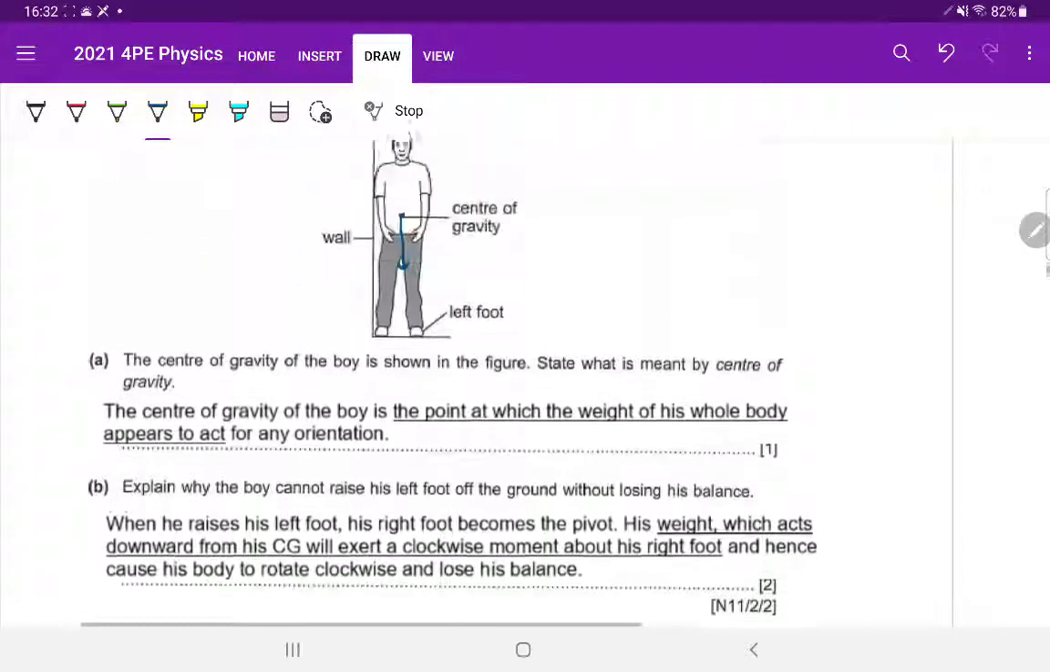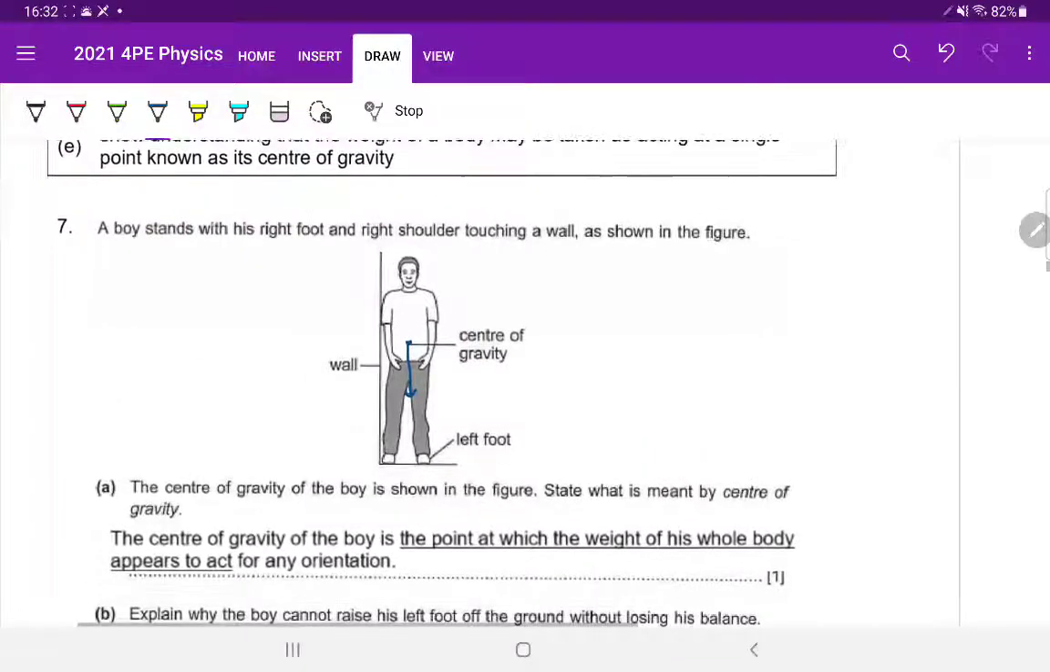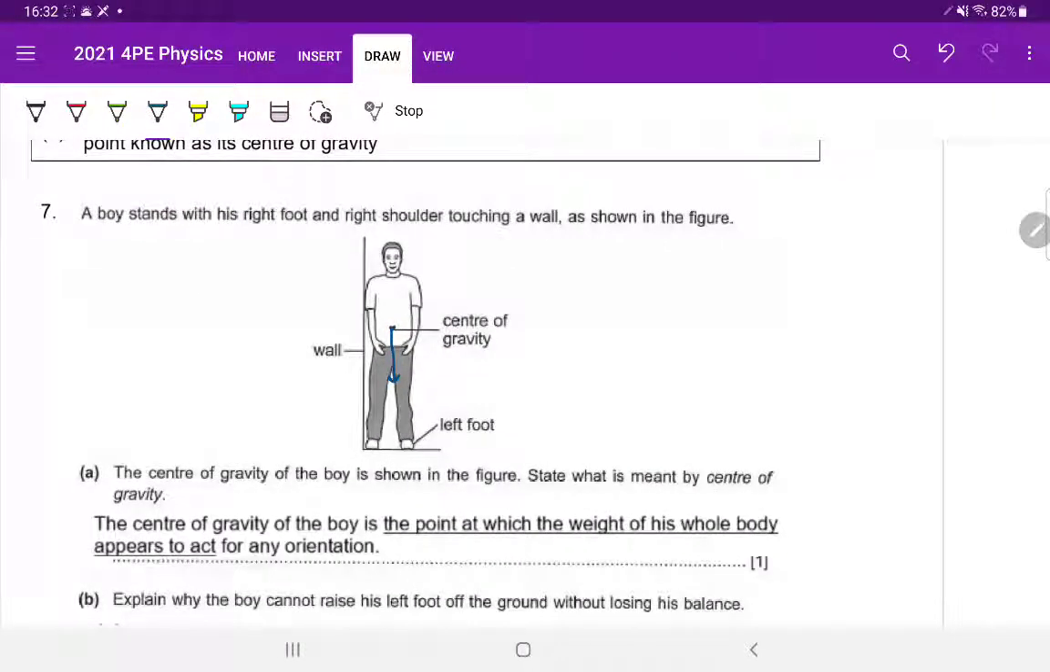Okay, so explain why the boy cannot raise his left foot off the ground without losing his balance. They tell you which is the left foot, right? So if you lift off the left foot, what will happen? Well, let's look at the center of gravity. Where will his pivot be? His pivot will be this foot. The weight would still be here, and it will still be acting downwards.